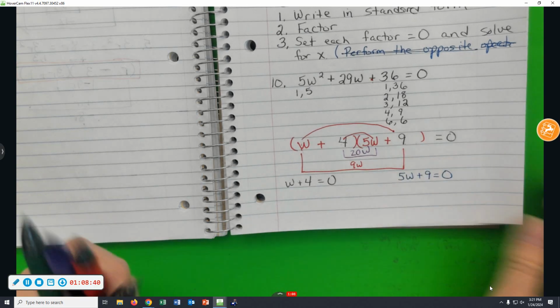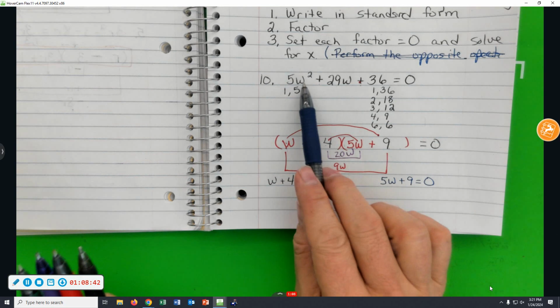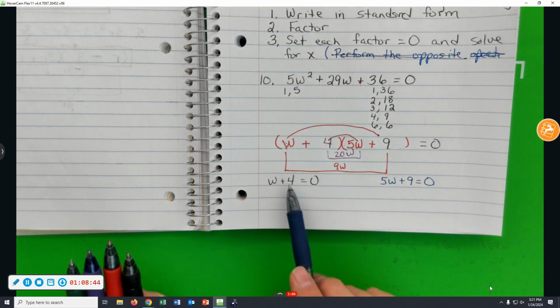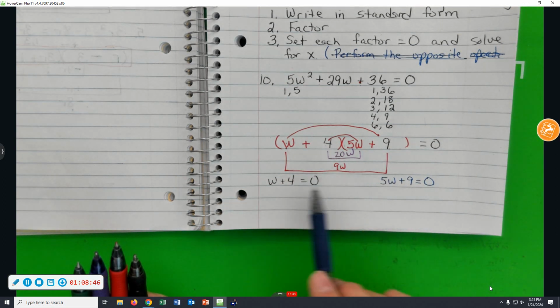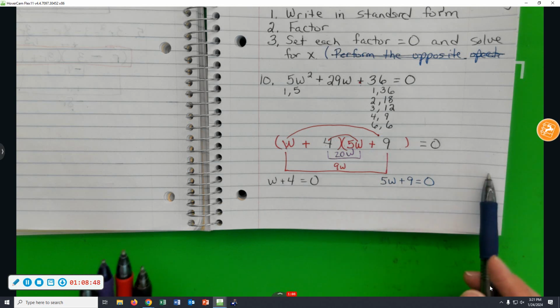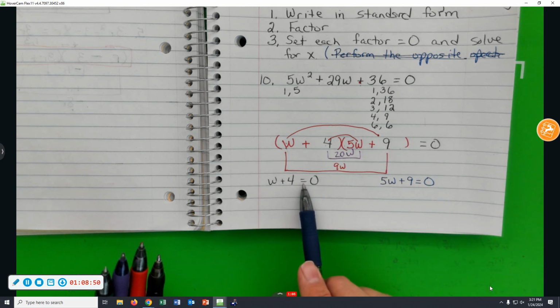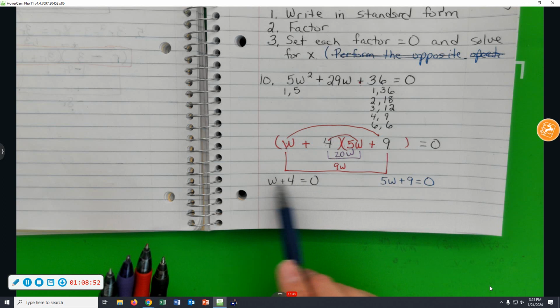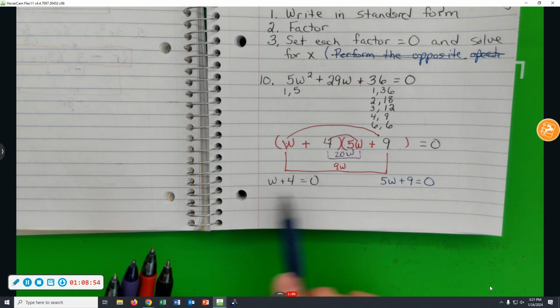Now what we've done is we've gone from a quadratic equation to two linear equations. How do I know it's an equation? Well, there's an equal sign, and there's no exponent. That's called a linear equation.